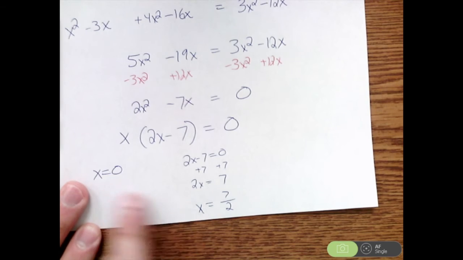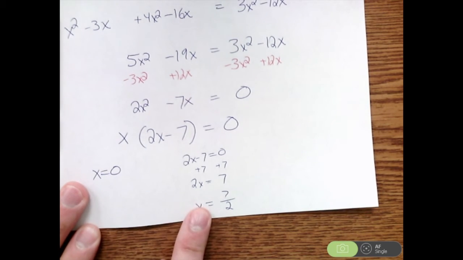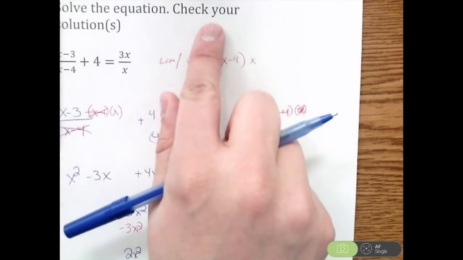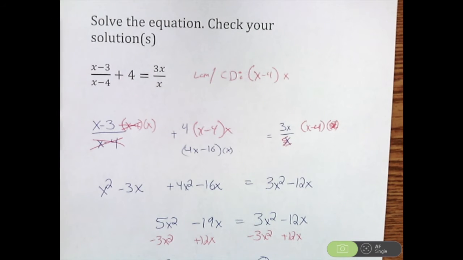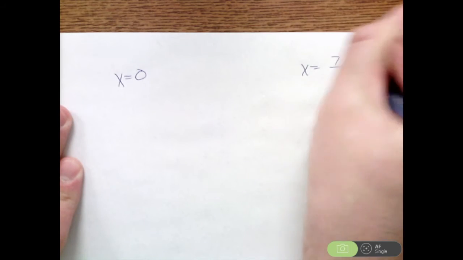But we're not quite done. I do not want to circle these yet. What we have to do, again, is we have to check our solutions. So I'm going to show you how to do that. So I got to check when x equals 0, see if that works, and x equals 7 over 2, and see if that works.